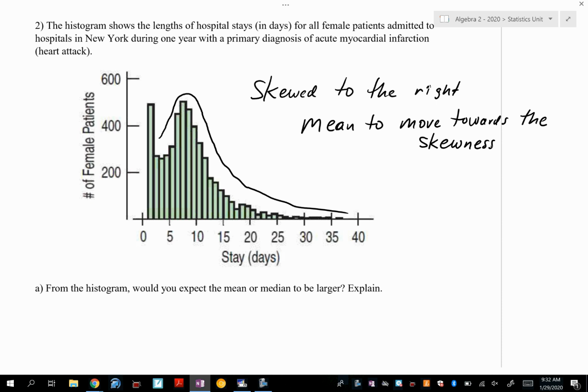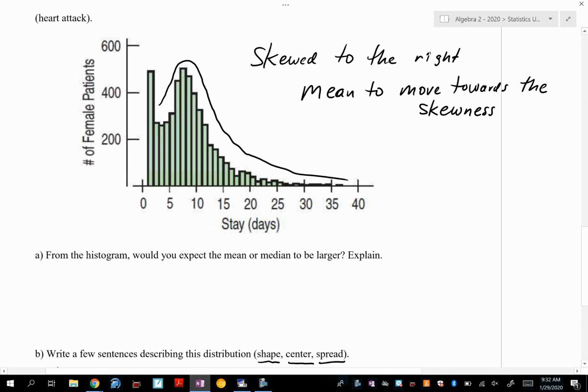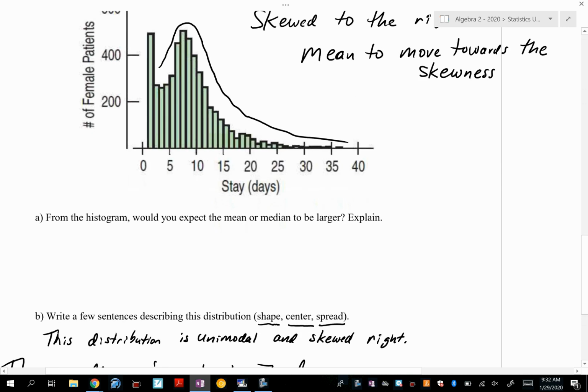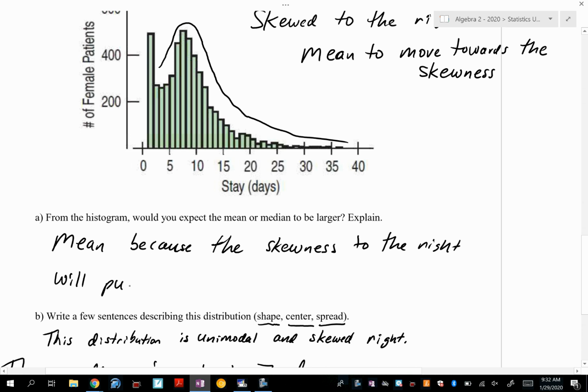Okay? So what did we say our median was? About 7 days, right? So because of that skewness to the right, the mean is going to be something above 7. So in question A, it says, would you expect the mean or the median to be larger? And you would say the mean, because the skewness to the right will pull it above the median. All right, and that's a concept you're going to need for the SAT.